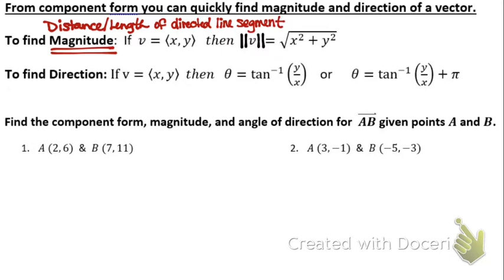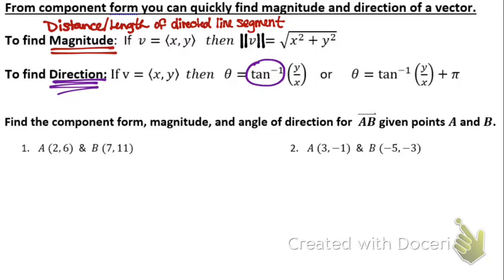To find the direction, we're going to use inverse tangent. Why are we using tangent instead of sine or cosine? Yes, x and y. If you remember from our unit circle, tangent is y over x. And we have a component where we have y and x. So we're going to use inverse tangent to determine the degree of rotation here.